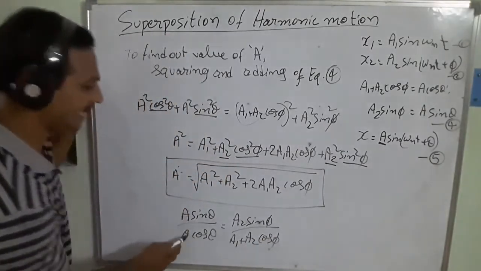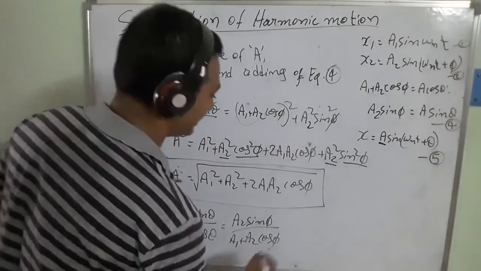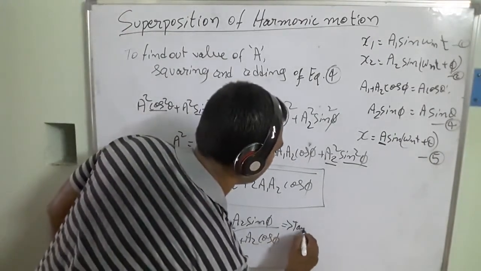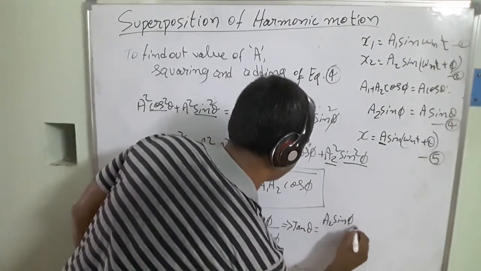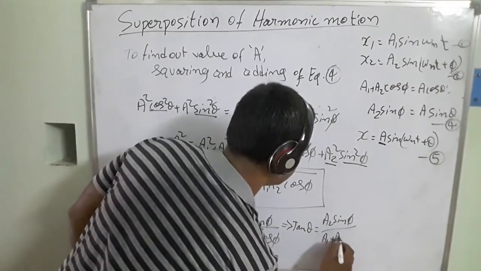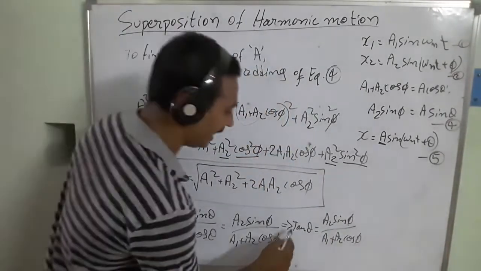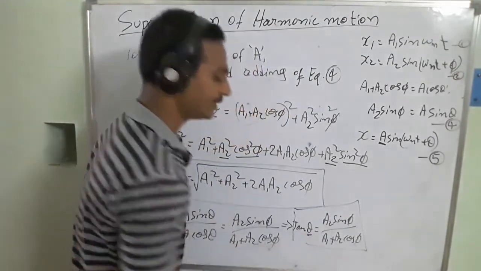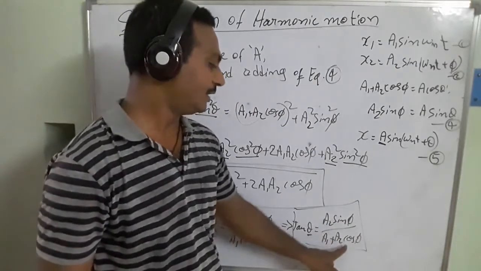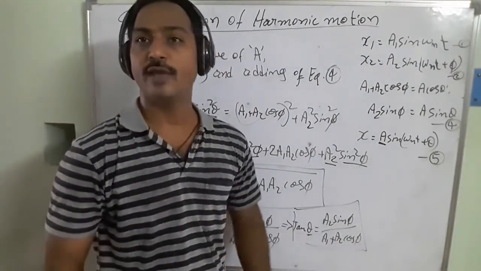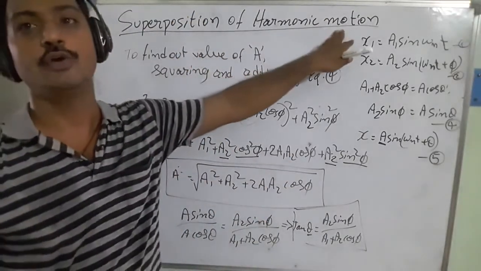In this case A is going to be cancelled out. Then finally, this is going to be tan theta. So tan theta is equal to A2 sin φ by A1 plus A2 cos φ. Then I can calculate theta. Theta is equal to the tan inverse of A2 sin φ by A1 plus A2 cos φ. This way we are calculating the principle of superposition of two harmonic motions.